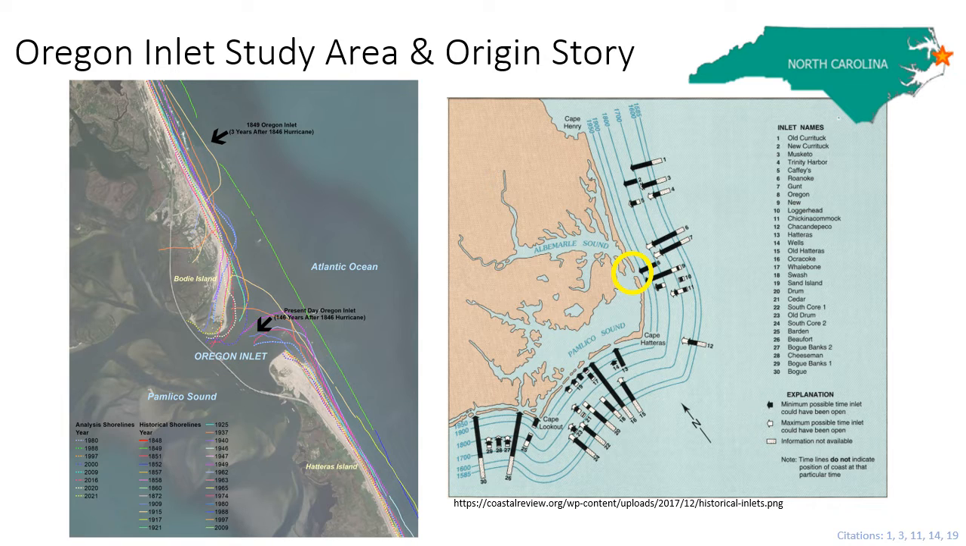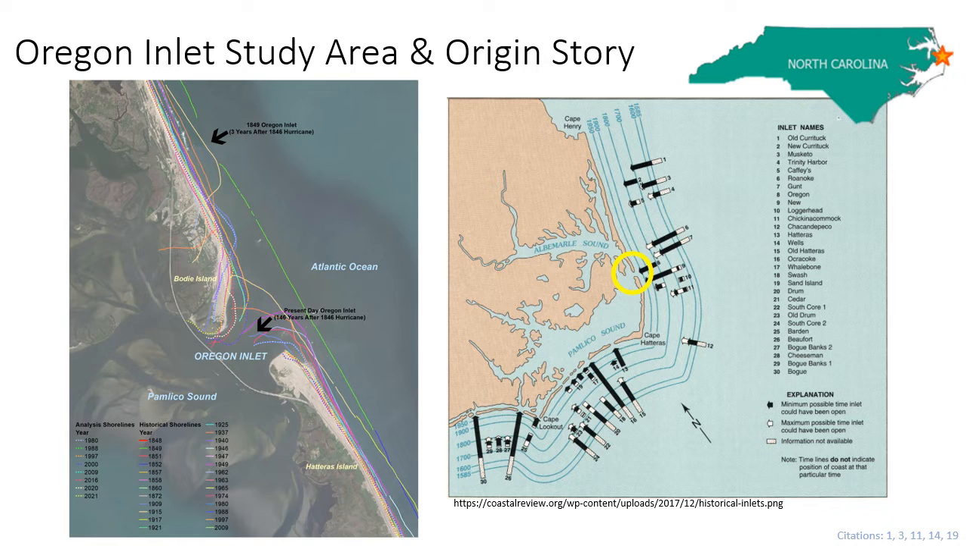Oregon Inlet was created by a major hurricane in September 1846. A boat that weathered the hurricane was the first to report the new inlet had been opened, and that boat was named the Oregon, so the inlet is named after that vessel. Oregon Inlet is extremely dynamic and has migrated over 2 miles to the south since it was created, as you can see in the map to the left. There are a lot of dynamic inlets along the North Carolina coast. The map on the right shows other historical inlets.